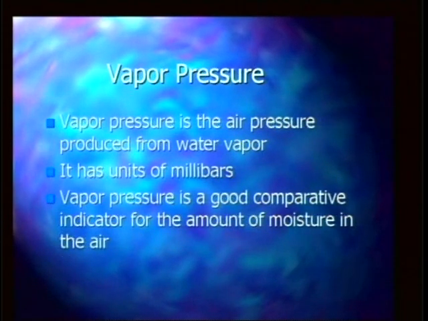Another moisture variable is vapor pressure. Vapor pressure is the air pressure produced from the water vapor alone, and it's going to have units of millibars. Vapor pressure is also a good comparative indicator for the amount of moisture that's in the air.